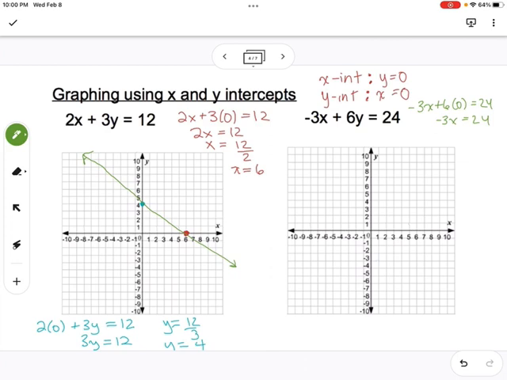And lastly, to get x by itself, we're going to have to move that negative 3 to the other side, and we'll have 24 divided by negative 3, which gives us an x of negative 8. Let me put the other step in here. 24 divided by negative 3, x equals negative 8. Okay, we can graph that point. X at negative 8 is right here.